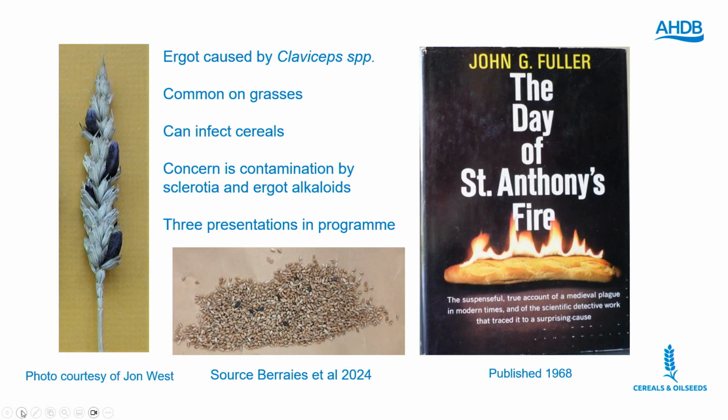The picture here, of course, is the sclerotia formed in the flowering head, and there's the problem. If those sclerotia get into the grain, that's where toxicity can occur in the food chain.